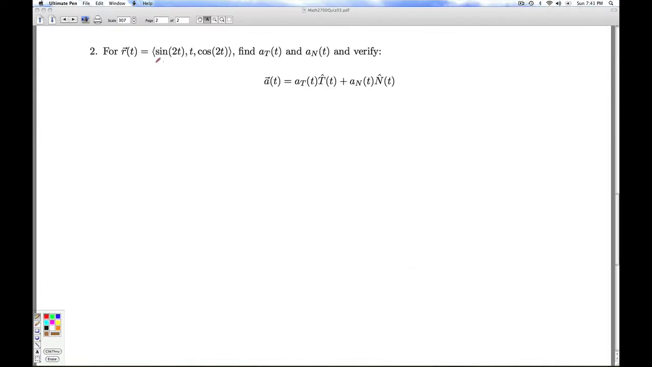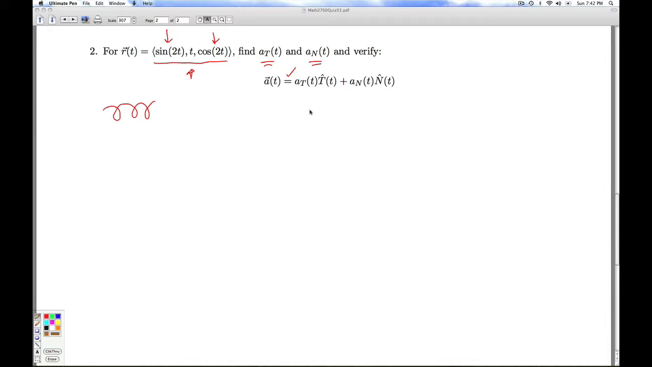Okay, in number 2, we're given a vector-valued function, and hopefully we recognize this as being a helix. We've got a sine of an angle and a cosine of an angle in two of the components. That means in the xz direction we have circular motion. The t in the y component is going to drag that circle out along the y-axis. So it's going to create one of these spirals again, going like this. So that's how we can visualize this curve. And we're asked to find the tangential component and the normal component of acceleration and check that this equation works.